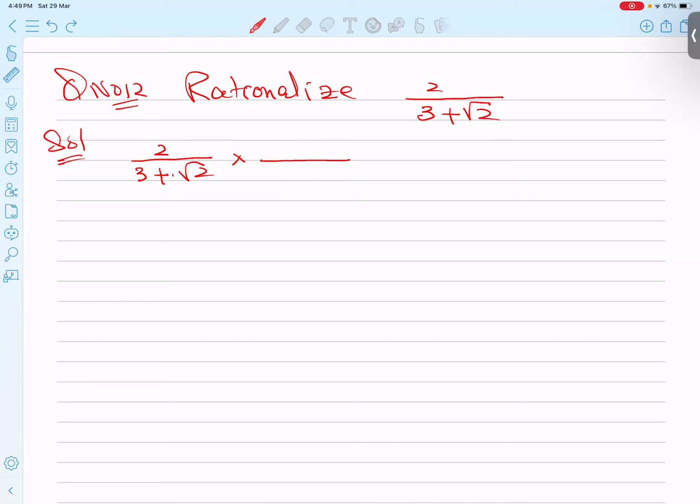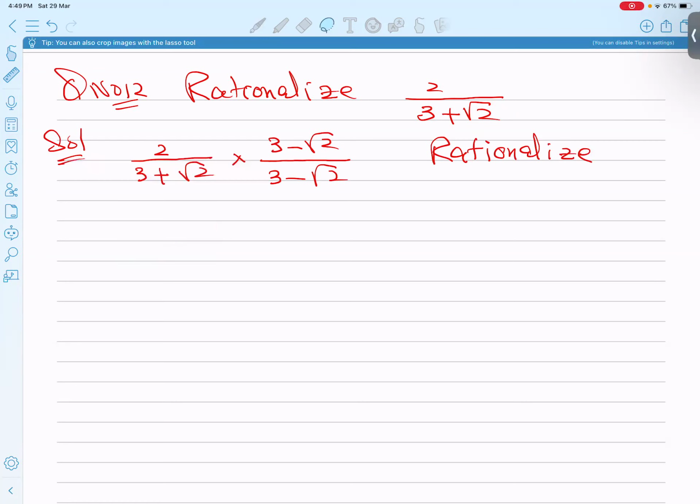And what is the conjugate? This sign will change. The conjugate of this is naturally 3 minus root 2. So 3 minus root 2, you will multiply and you will divide. This process is called rationalize. I believe you people understood well.